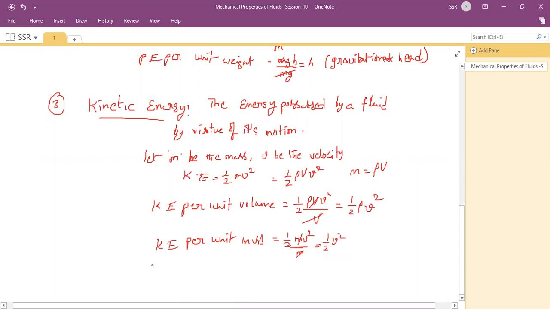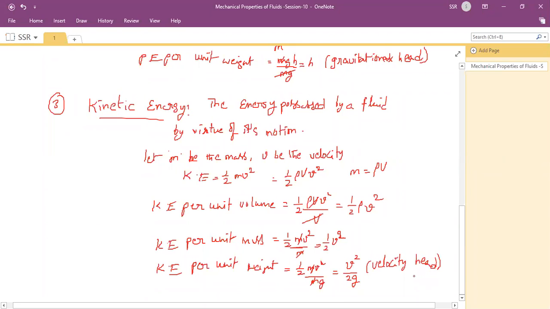Then KE per unit weight, v square by 2. KE per unit weight is equal to half m v square divided by m g. Then cancel, v square by 2g. So this is known as kinetic energy per unit weight. This is also called velocity head.